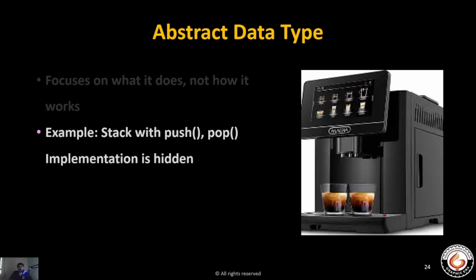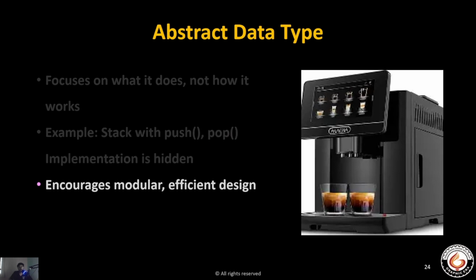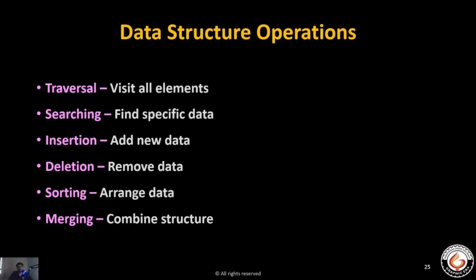Okay. For example, stack with push pop, implementation is hidden. For example, we use the functions like push and pop in stack or queue, without knowing how it works. That's why push and pop functions are abstract data types. Abstract data types encourage modular and efficient design. Okay, now we will learn about some data structure operations.